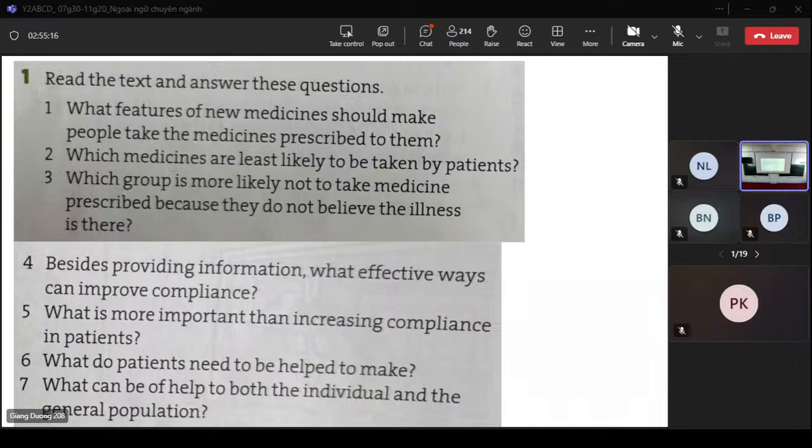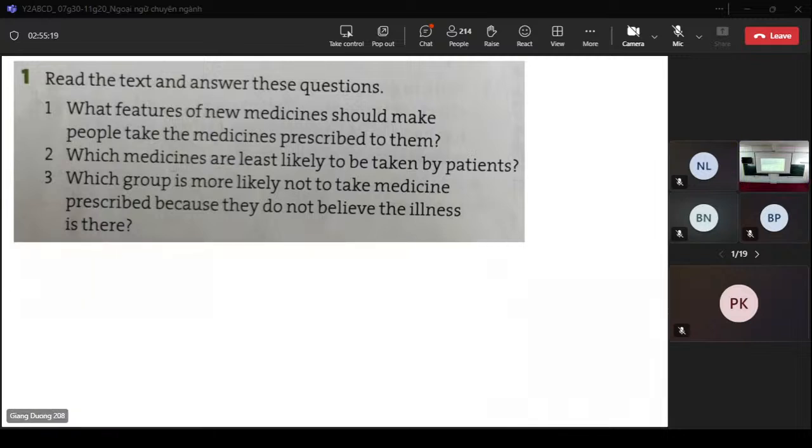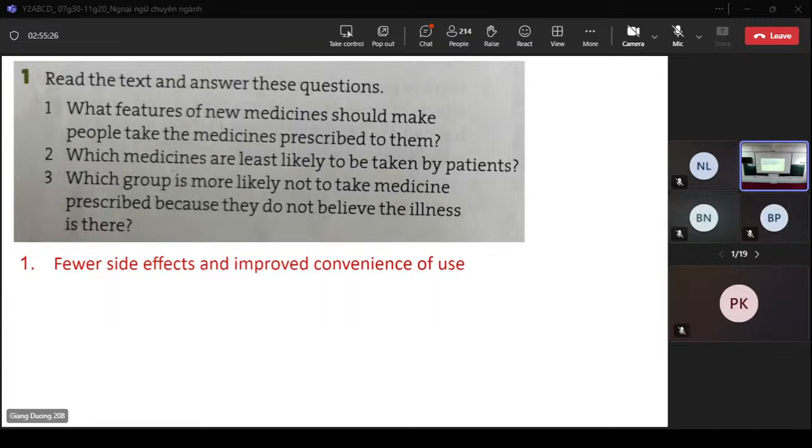Now, let's correct. Number 1. Paragraph number 1. Correct. Oh, sorry. Fewer side effects and improve convenience of use. In the middle of paragraph 1. New medicine. The keywords new medicine appears in line number 6 or 7 here. Number 6, okay, fewer side effects, more convenient to use.